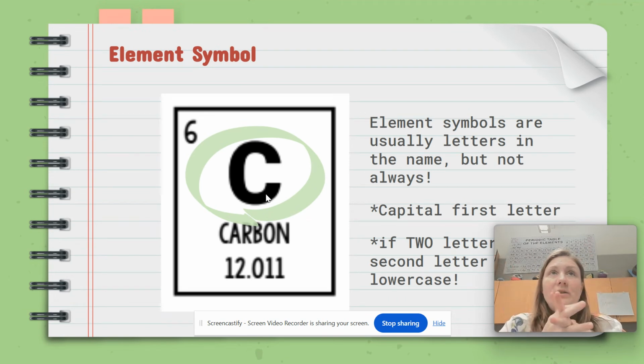If there are 2 letters, which if you look up here, there are some that have 2 letters, the first letter is always capitalized. The second letter is always lowercase. So when you look up there and you see a capital letter, that is one single element. If it's a capital letter and a lowercase, that means it is also an element, but it has 2 letters in its symbol. Make sure that capital part is very important when we do chemical equations, because when you write 2 elements next to each other, that capital letter becomes very, very important.